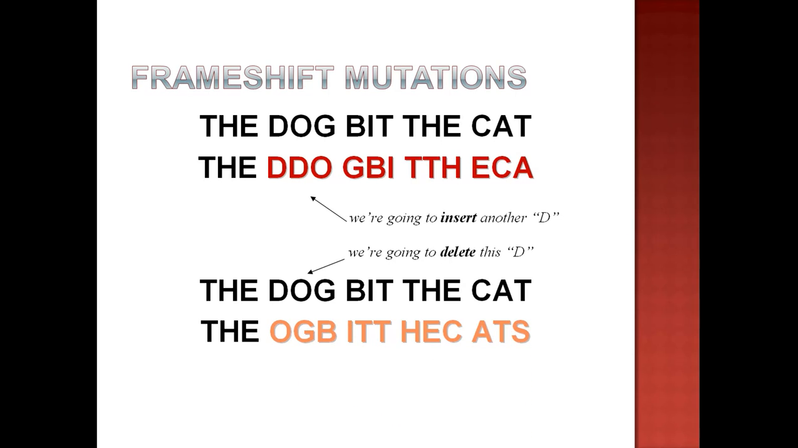Here's another example, but this time we're going to do a deletion, and we're going to delete the D, so that's gone. So now the O is going to shift to the left, and now it says "the og bit it heck ats" instead of "the dog bit the cat."